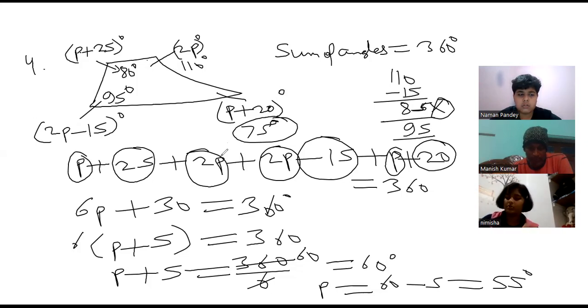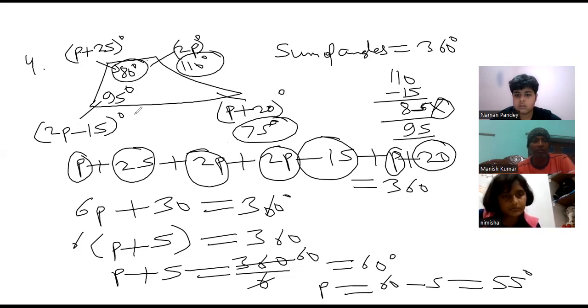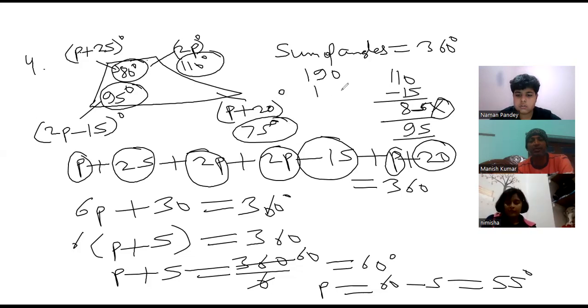Sir, the option is wrong. And you can cross check by adding all this. If you add these four angles, will it be equal to 360 degrees? See, 80 plus 110 is 190. Then 95 plus 75 means 170. So 190 plus 170 is 360 degrees, isn't it? So all the sum is also equal to 360 degrees, isn't it?